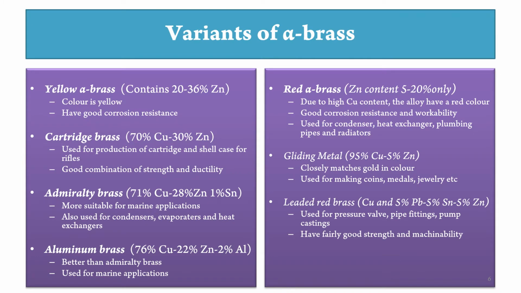Let's look at the variants of alpha brasses. The first one is yellow alpha brass. It contains 20 to 36% of zinc. As the name suggests, its color is yellow and it has good corrosion resistance. Another important one is cartridge brass. It is used for production of cartridges and shell cases for rifles.